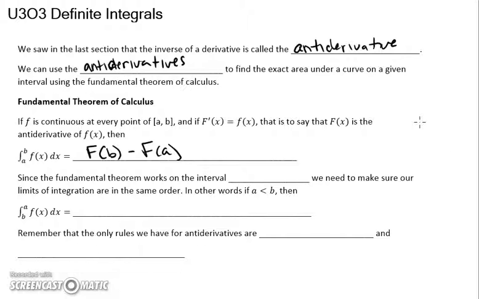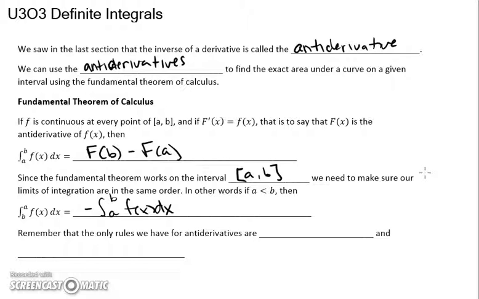Since this only works on the interval a to b, we need to make sure that our limits of integration are in the same order. So what that means is if a is less than b, so our interval a to b, a has to be the smaller number, then the integral from b to a, so we're switching the order, is going to be equal to the opposite of the integral from a to b of f of x dx. So we have to pay attention to the order of our limits of integration. If they don't go from the smaller number to the bigger number, we have to switch the order and then put a negative outside.